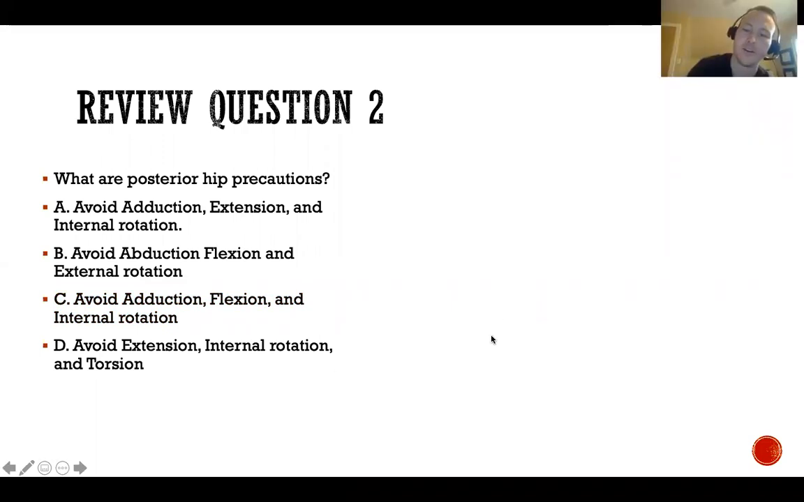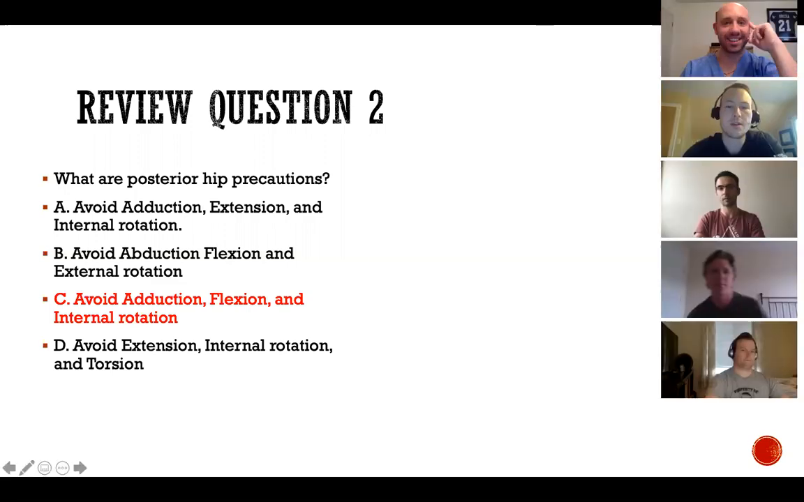All right, so let's talk about why. So the reason we call it posterior hip precautions is because the most common direction of dislocation is posterior hip dislocation, meaning the femoral head falls out of the back of the acetabulum, and that applies for a native hip or for a prosthetic hip.